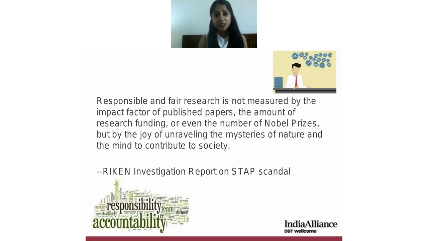So I'm going to end with this quote. The investigation into the STAP cell scandal ended their report with this beautiful quote: Responsible and fair research is not measured by the impact factor of published papers, the amount of funding, or even Nobel Prizes, but the joy of unraveling the mysteries of nature and the mind to contribute to society.